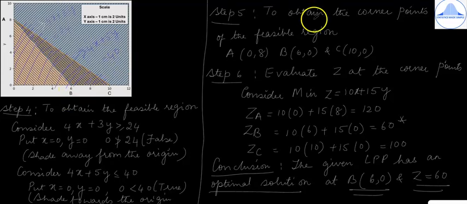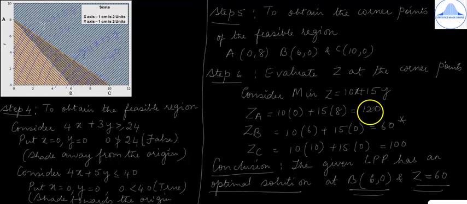So step 5, to obtain the corner points of the feasible region. So this particular triangle, the corner points are denoted by A, B and C. So A is 0, 8, B is 6, 0 and C is 10, 0. Now the last step is to evaluate Z at the corner points. So you take the objective function, consider minimize Z equal to 10x plus 15y. Then find out the value of Z at the point A.